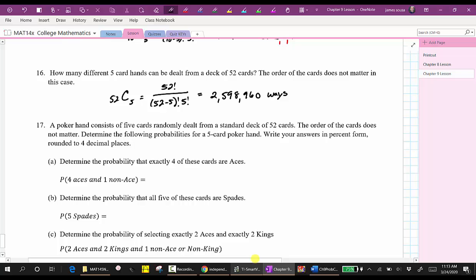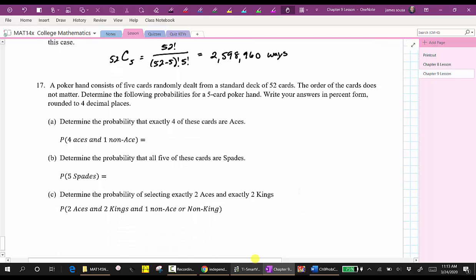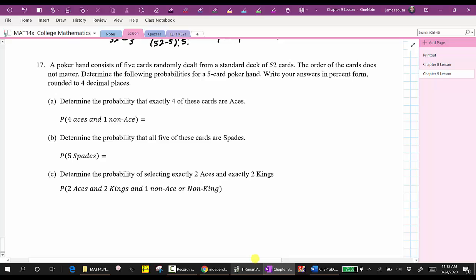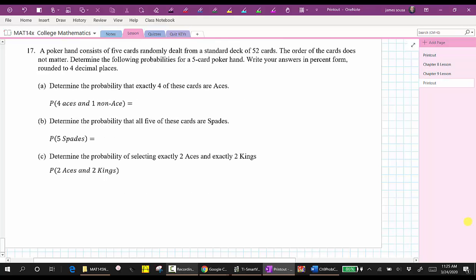And now for our last example, we'll be using combinations as well as the counting principle to determine probabilities. A poker hand consists of 5 cards randomly dealt from a standard deck of 52 cards. The order of the cards does not matter. Determine the following probabilities for a 5-card poker hand. Write your answers in percent form, rounded to 4 decimal places. For part A, we want to determine the probability that exactly 4 of the cards are aces. We need to be careful here because it's a 5-card hand. This is really the probability of 4 aces and 1 non-ace.